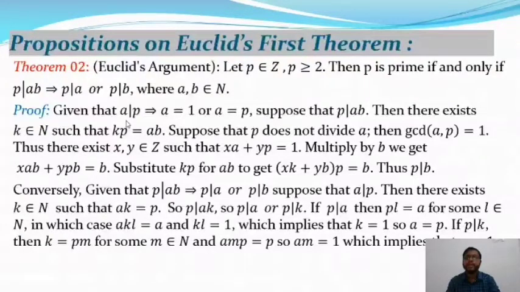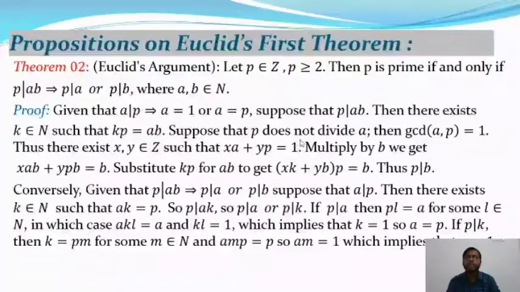Given that a divides p, so that means a is either 1 or a is equal to p, because p is a prime number. So either a is equal to 1 or a is equal to p. Otherwise it is not a divisor of the number p. And suppose that p divides ab. And from this we will prove that either p divides a or p divides b. So then there exists a number k, belonging to N, where N is the set of natural numbers, such that k into p is equal to ab. This is the definition of divisibility. Okay, so from the definition we will get ab is equal to kp, where k is any number belonging to N.